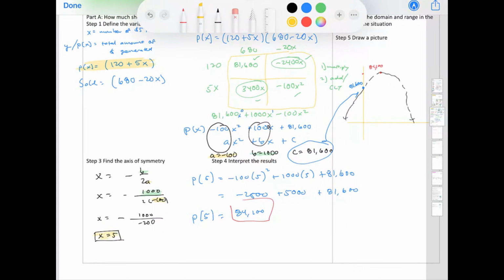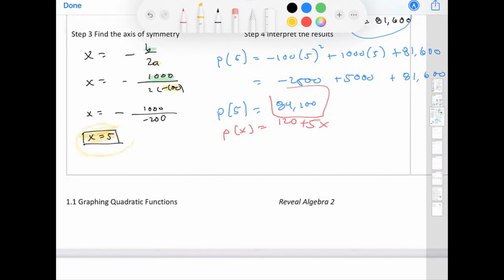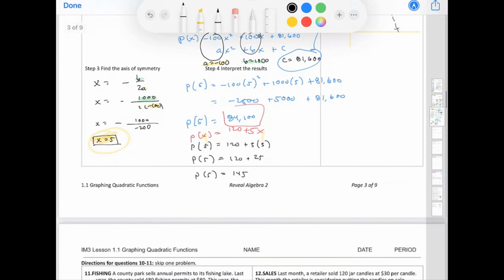So let's go ahead and take x equals 5 and put it into that formula. Let me write it down here. So P of x equals 120 plus 5x. And we said we're going to put in this 5 here. And P of 5 equals 120 plus 5 times 5. So P of 5 equals 120 plus 25. So P of 5 equals 145. Let's write a sentence to help us understand what this means. Double boxes, that's my final answer.